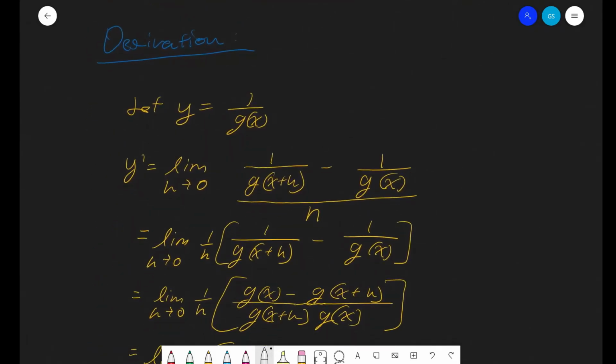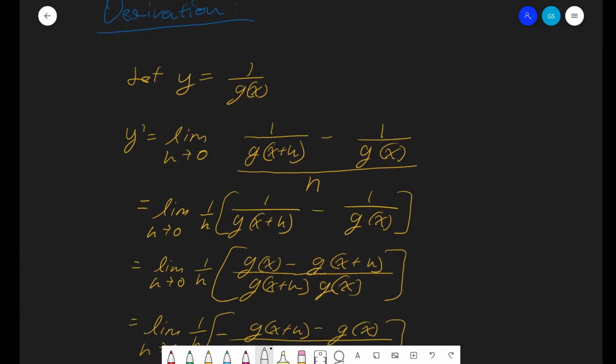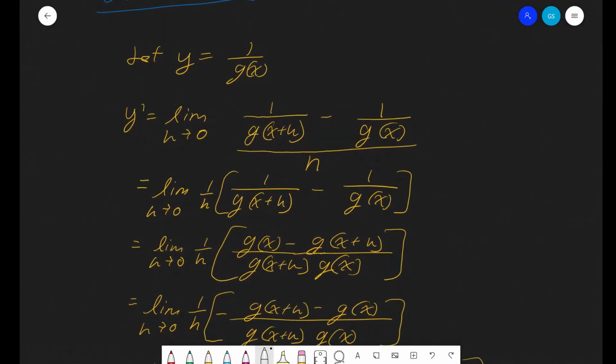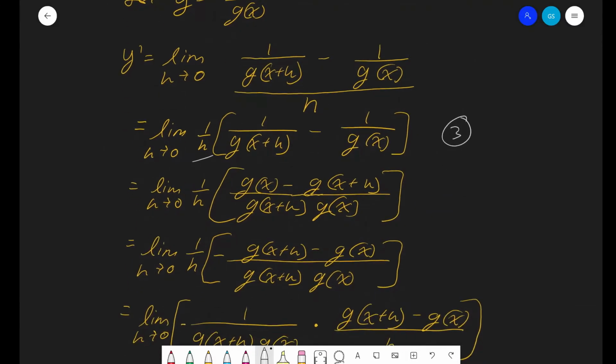So I said let y equal 1 over g of x. I used the difference quotient once again and just subbed it in. I factored out in step 3 here. I took out 1 over h to leave g of x plus h minus g of x. I just gave them all the same common denominator, basic fraction stuff. Here in step 4, I made them all have the same denominator.